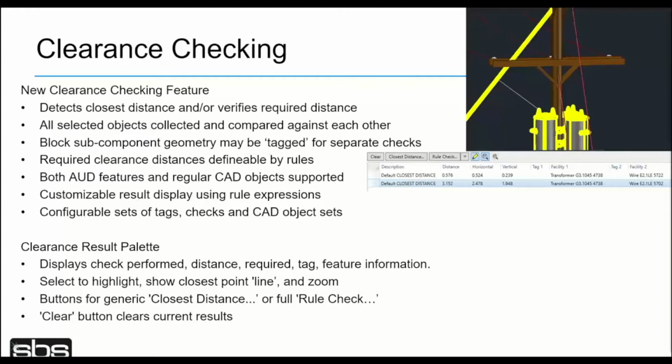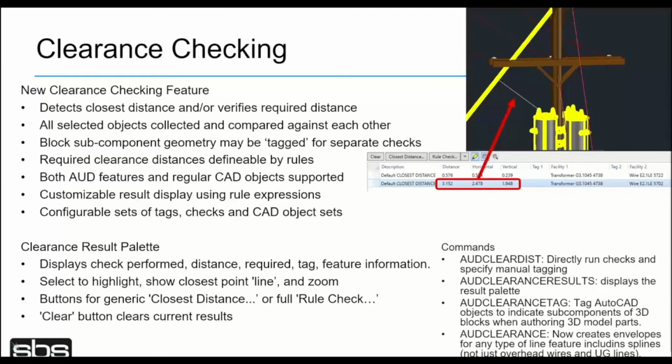Now, to be clear, that's not quite exactly the same as a true profile-based horizontal and/or vertical check, but this will allow finding, in a lot of cases, the separate horizontal or vertical distance between those objects. Here you can see for this selected entry, it's highlighted and showing the closest distance line there.